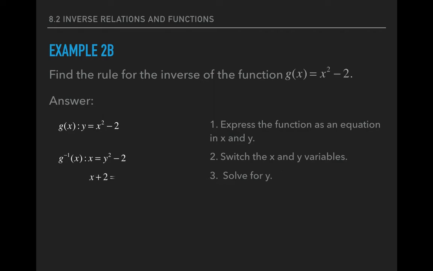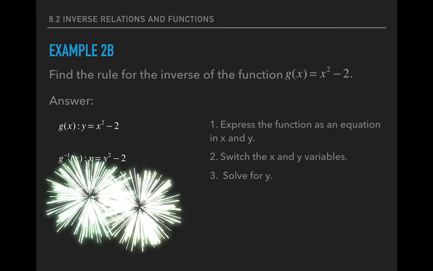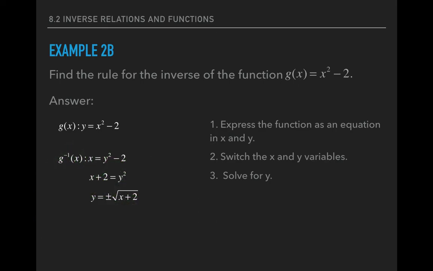And to do that, you would add 2 to each side. And then you would be taking the square root on each side as well. And when working with square roots, you are not certain if what you're working with is going to be a positive or negative.